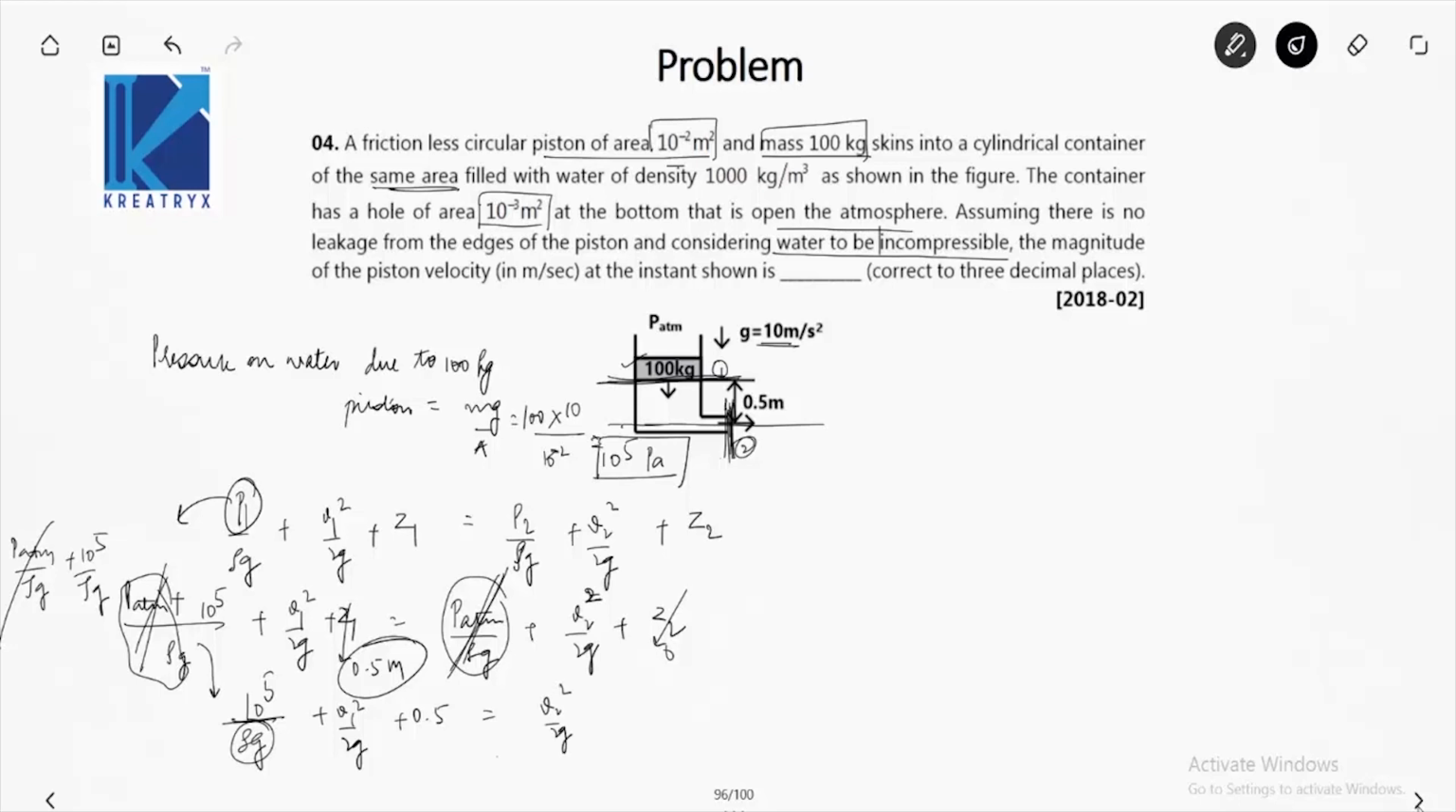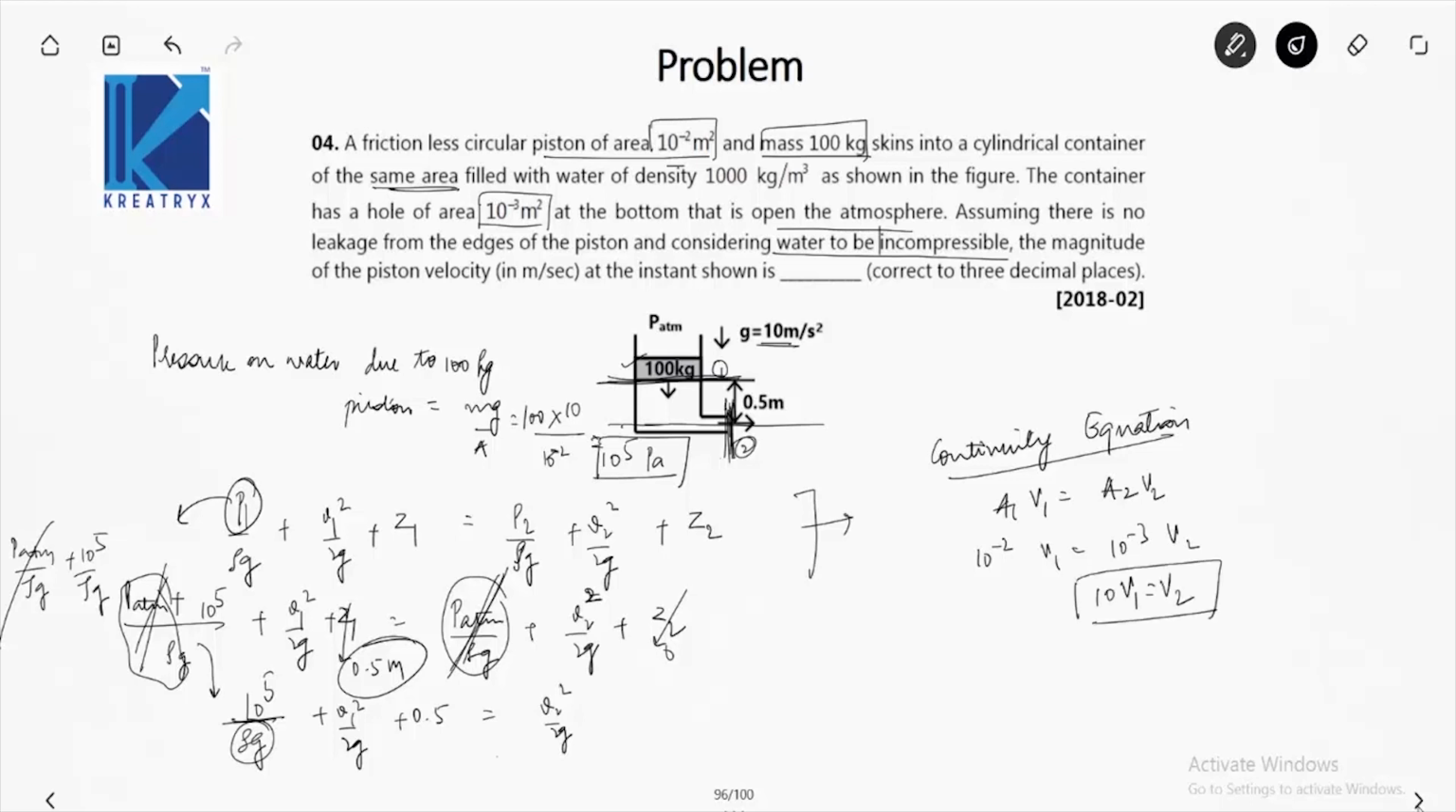Again this Bernoulli's equation has been clubbed with continuity equation in the question. You have to use continuity equation to get the relation between v1 and v2. So continuity equation is a1 v1 is equal to a2 v2. You know the areas. This is 10 to the power minus 2 meter square times v1 is equal to 10 to the power minus 3 meter square times v2. So 10 v1 is equal to v2. This will be the relation.